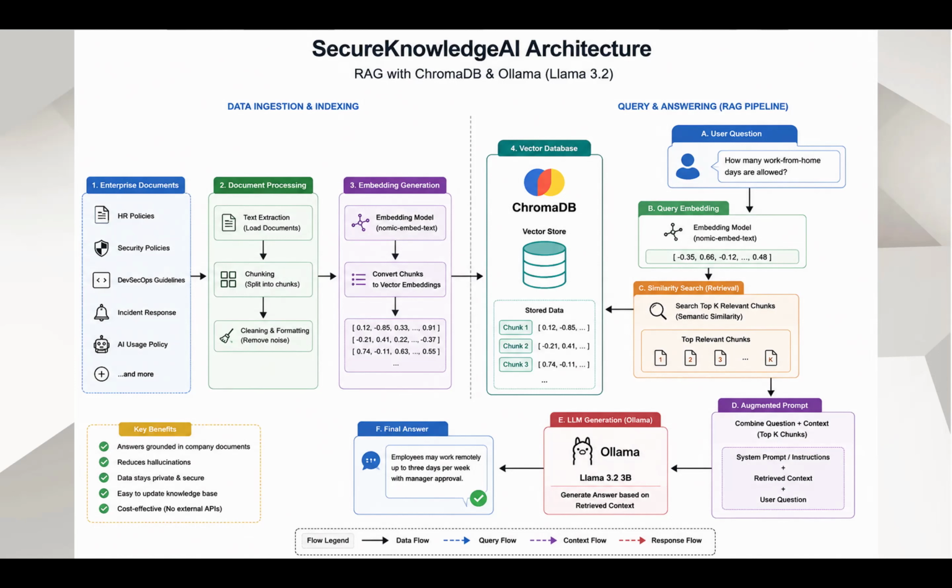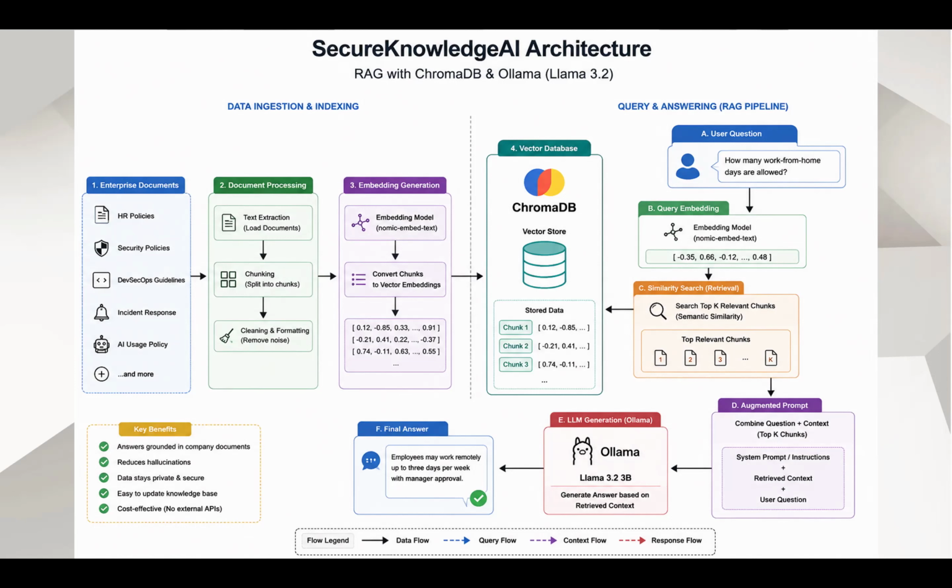And now the embedding generation, where each chunk is converted into numerical vectors. We use the nomic-embed-text model. These vectors represent meaning rather than keywords. Now we have ChromaDB, which is the vector database. The vectors are stored in ChromaDB, and ChromaDB acts as the knowledge repository. Instead of storing text alone, it stores semantic meaning.